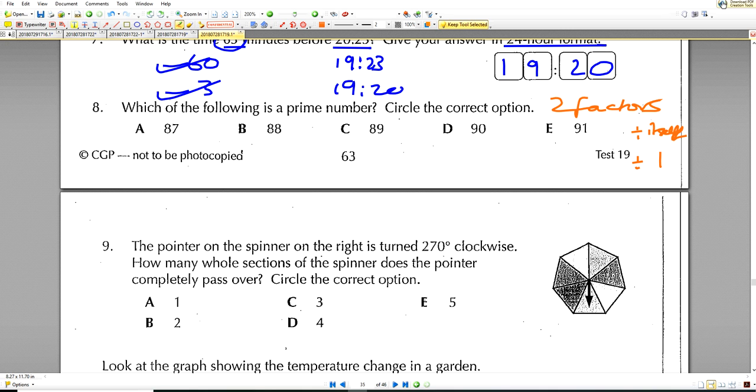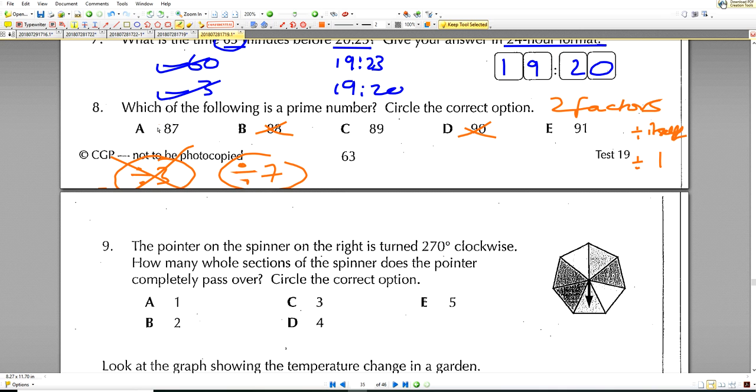87, and you can't have even prime numbers other than the even number 2, so that won't be prime. Okay, 90, that's an even number, that won't be prime. So we've got 87, 89 and 91. Now to test if a number is prime, it must fail two tests. It must not divide by 3, so it has to fail this test, and it must not divide by 7. That's how we're going to test these numbers here.